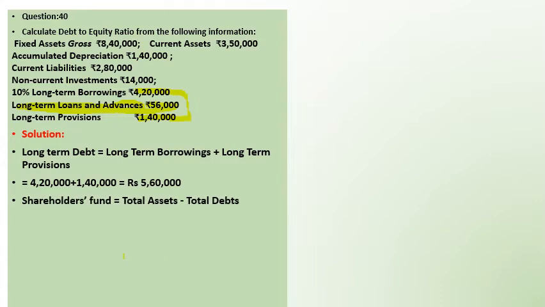Now shareholders fund, we have total assets plus long-term debt. So total assets is basically, we have to go on adding the figure, that is the accumulated assets in gross. Fixed assets is given 8,40,000 minus 1,40,000 is your accumulated depreciation. We have current investment is 14,000, and we have long-term loans and advance, that is 5,60,000 as I said before, and current assets that is given 3,50,000.